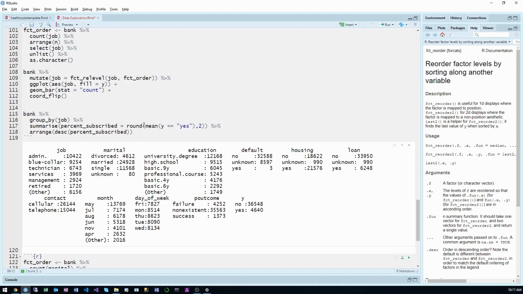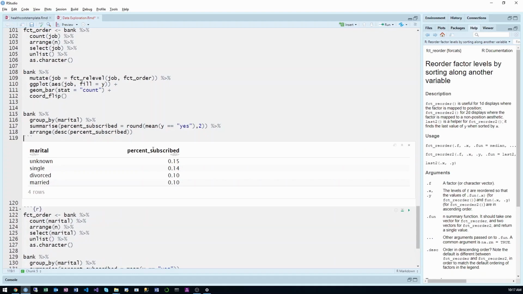And then if you want to look at the rate by each of these levels, just change the group by. So 15% of those with an unknown married status has subscribed versus 10% who are married. So when you're married, you're less likely to need to apply for this type of loan.